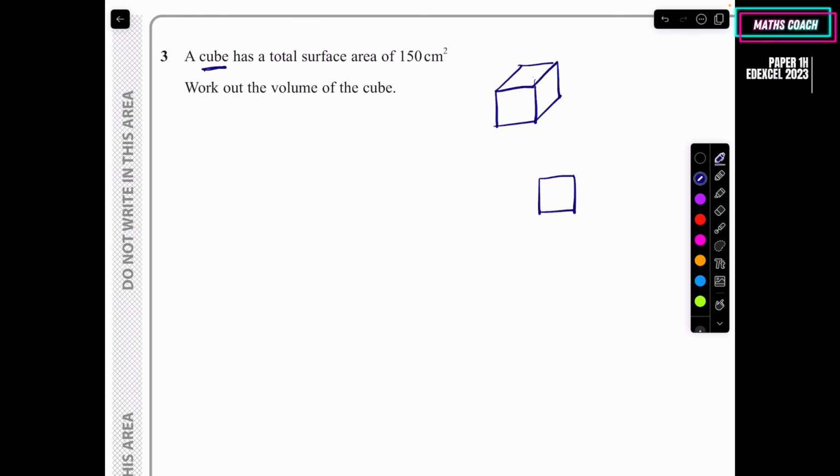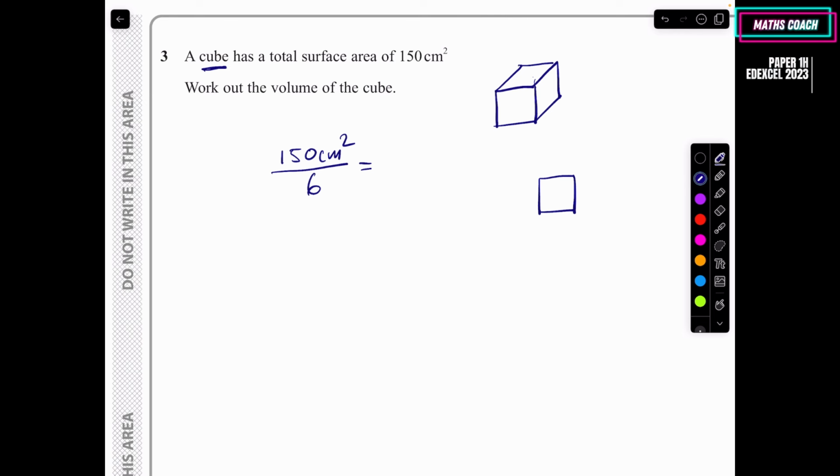Now, if you look at one of those faces, it is a square because it's a cube, right? So we have 6 faces that will divide into that. So we can start off by saying 150 centimeter squared divided by the 6 faces. And this will give us the area of one face.